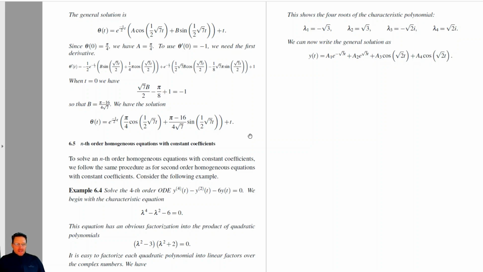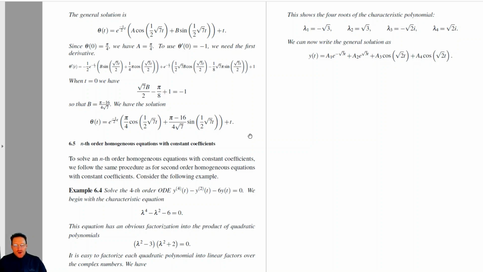All right, so finally let's move on to nth order homogeneous equations with constant coefficients. Now, these equations can be solved in much the same way. And the reason why is because you can formulate this as an n by n matrix equation and see that it's still linear, and you proceed to solve that using eigenvalues. Okay, so that's why these solutions look very similar. So let's have a look at example 6.4.